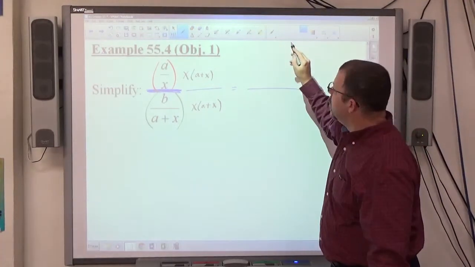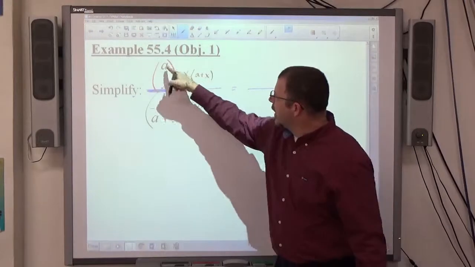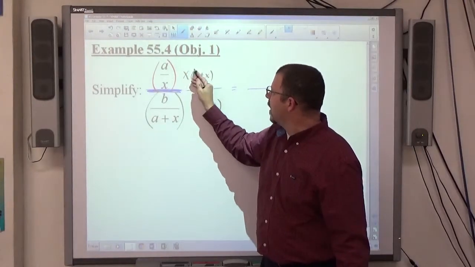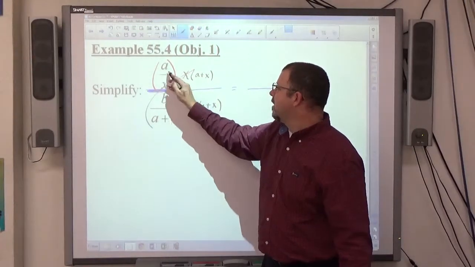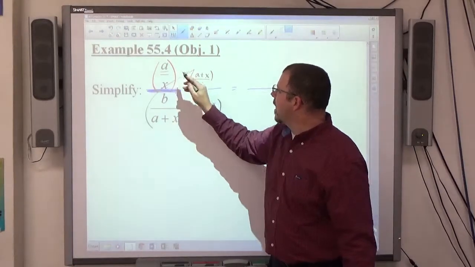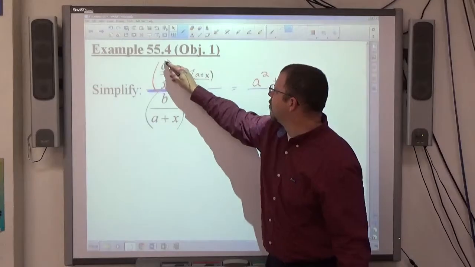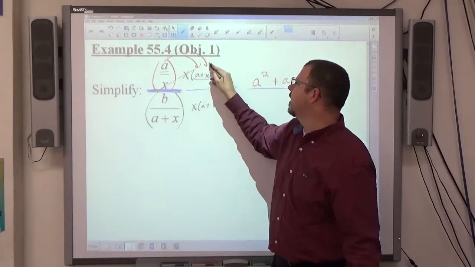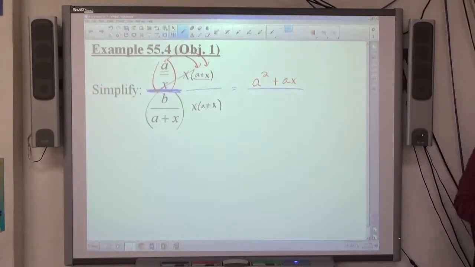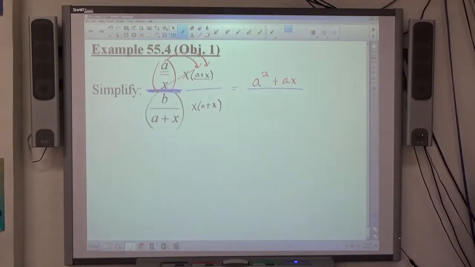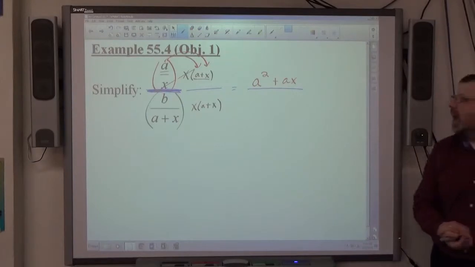So when I create the numerator of this thing, I'm doing a over x times a plus x. The x's cancel. That leaves me with a being multiplied by a plus x, which is going to make a squared plus ax, because we distribute a times a and a times x. Okay, so the distributive property is required if you are multiplying by a binomial or more than one term. So make sure that that does happen.